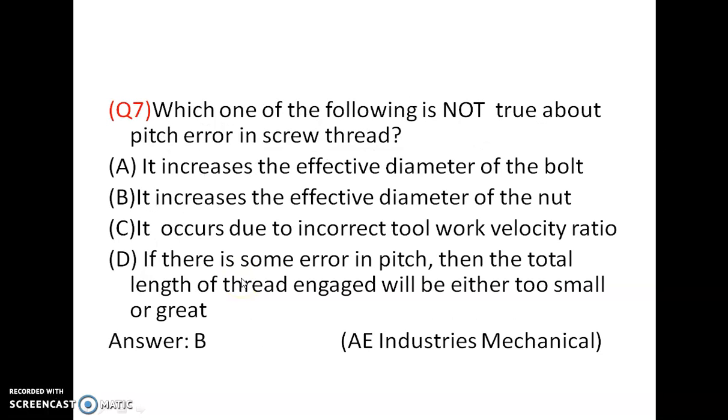Which one of the following is not true about pitch error in screw thread? If pitch error is present, it occurs due to incorrect tool work velocity ratio. If there is some error in pitch, then the total length of the tool engaged will be either too small or too great. So the answer is B, it increases the effective diameter of the bolt.